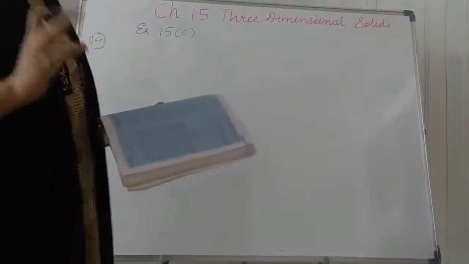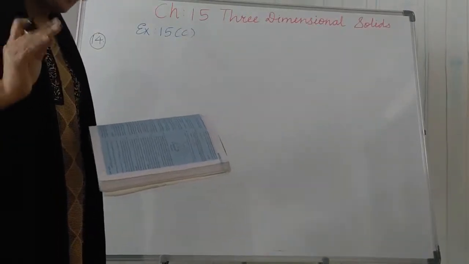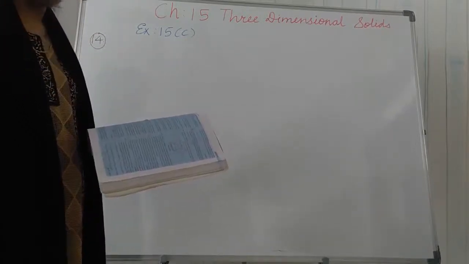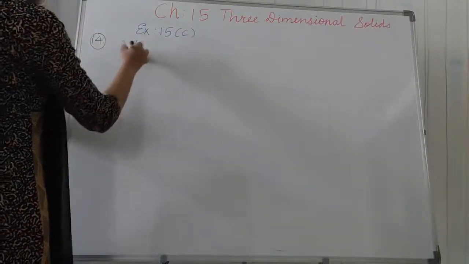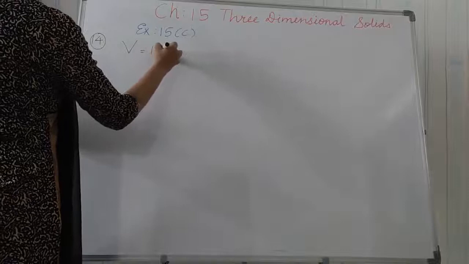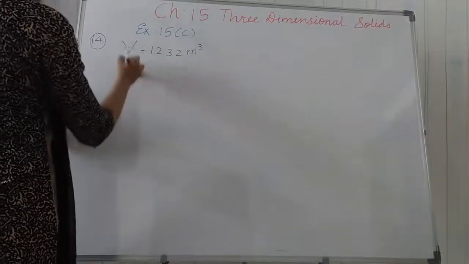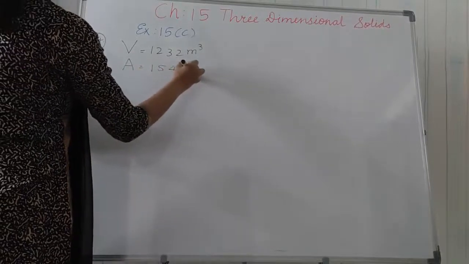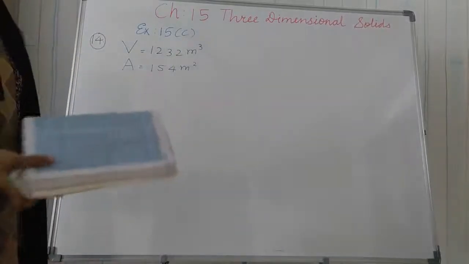In this question, a conical tent of capacity 1232 meter cube stands on a circular base of area 154 meters square. So, here capacity means volume, which is given as 1232 meter cube, and the base area is given as 154 meters square. So, we have to find in meter square the area of the canvas.